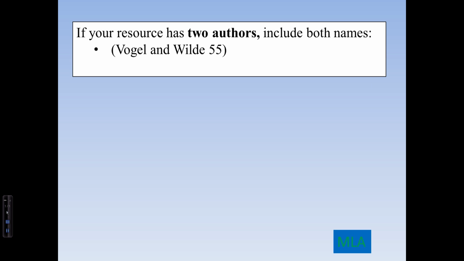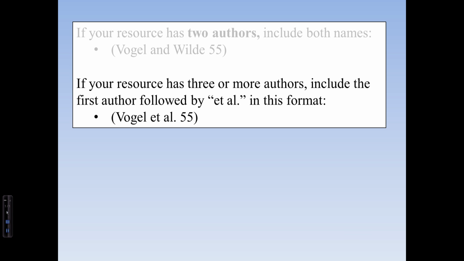If your cited work has two authors, cite both last names using "and" in the in-text citation. If our Michael Jackson book was written by two authors, Vogel and Wilde, our citation would be parentheses, Vogel and Wilde, 55, close parentheses. If you have three or more authors, list the first author only, followed by et al., which means all others. In this format, it would be parentheses, Vogel, et al., and notice the period after the word al, then the page number 55 and close parentheses.